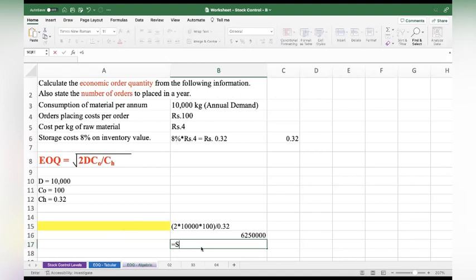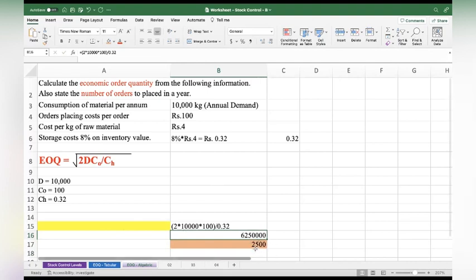So in Excel, we can use this. That will be 2,500. So if you are using the calculator, use the function square root, okay? Type the square root function and then type this value there and press enter. Then you will get the amount of EOQ or economic order quantity.